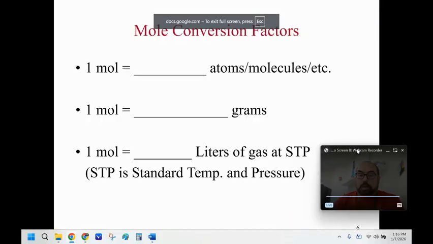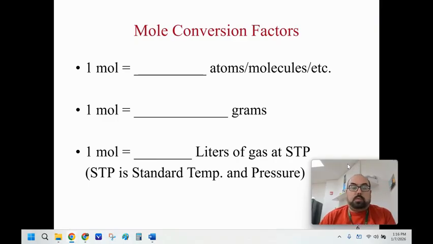All right, so I'm going to go through the notes for mole conversion factors. Sorry I can't be there, but you should be great.